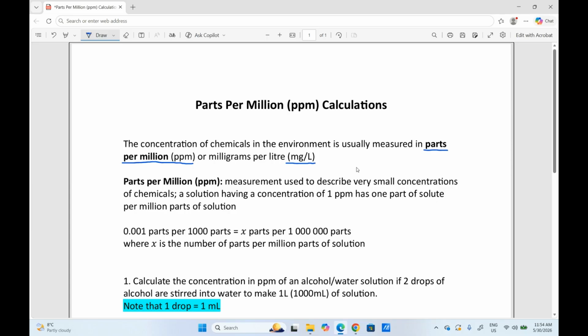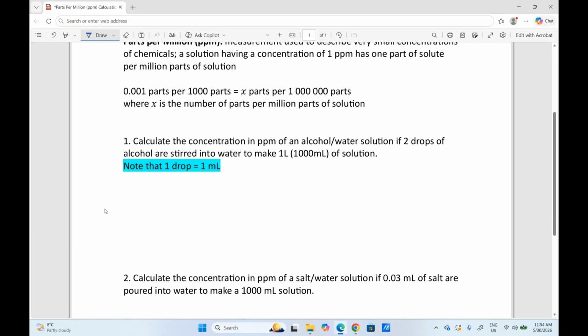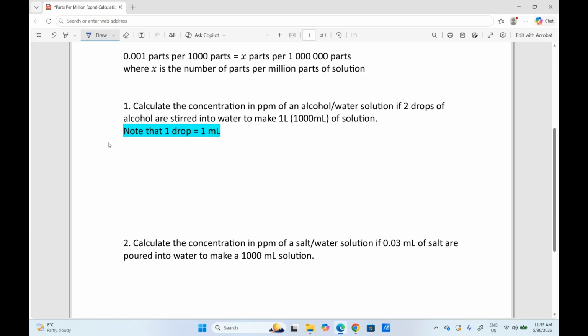Now parts per million is described as the concentration of solute divided by the total solution. And yeah, let's go over some examples of this. So in our first example here, we want to calculate the concentration in parts per million of an alcohol/water solution. If 2 drops of alcohol are stirred into water to make 1 liter or 1,000 milliliters of solution.